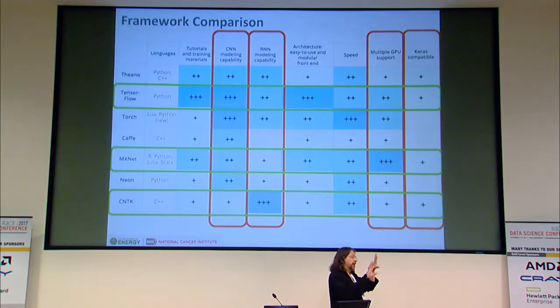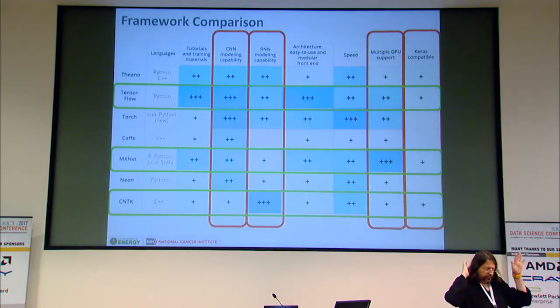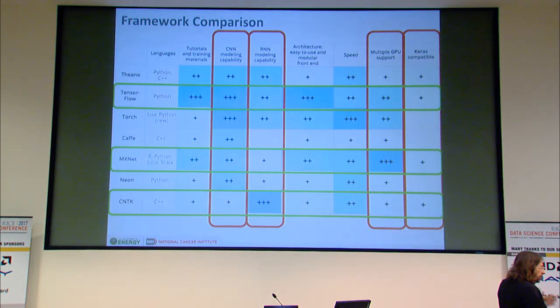There's a lot going on in the deep learning framework space, and this slide tries to collapse our decision-making process. So the red columns are the features that we wanted in our framework, and the green boxes are the 3 choices that collapsed out of that.